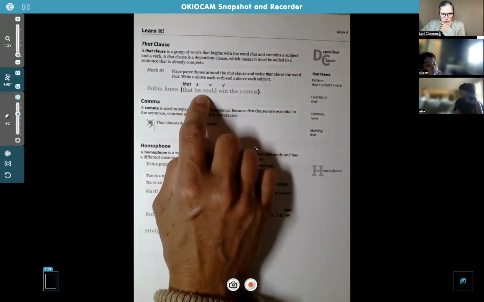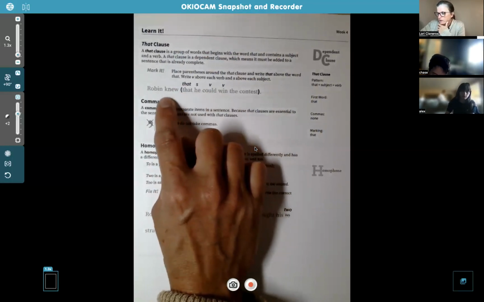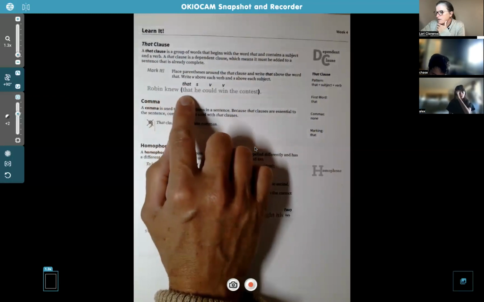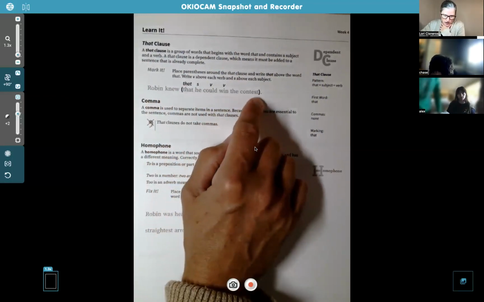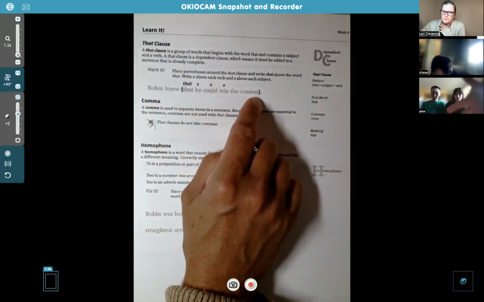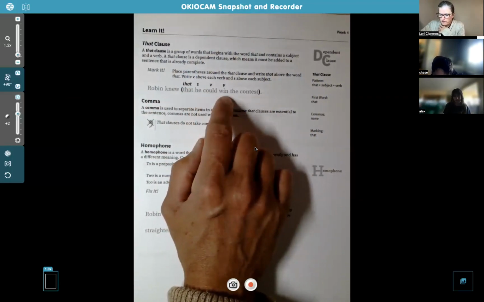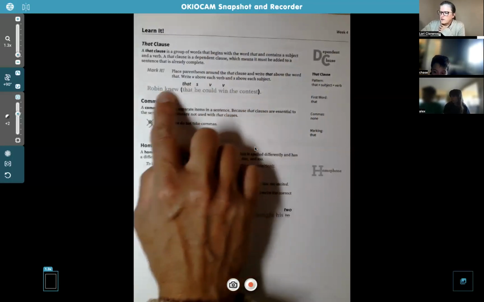Then you're going to label the subject and verbs within the that clause. So here's the example. Robin knew that he could win the contest. That he could win the contest is the clause, not the phrase. It's the clause. And the subject is he, and then the verbs are could win. So that's how you mark it in this book.